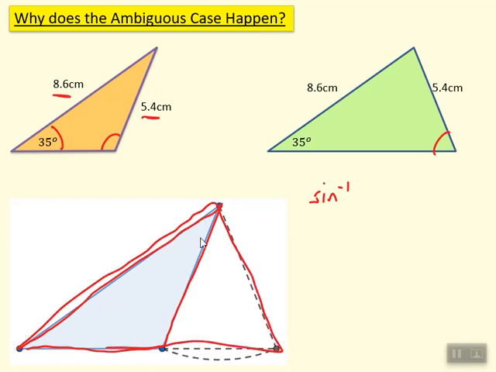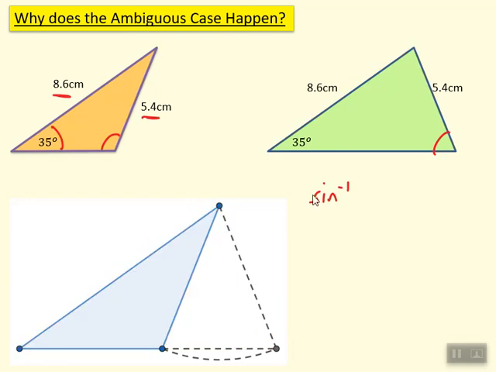Okay, you can't distinguish between them. It doesn't know which one you're working with. So what it does is it just assumes that you're working on this big triangle, and then it works out this angle in this corner. Now, the reason why sometimes we have to do 180 take away the angle that the calculator gives is because of this.